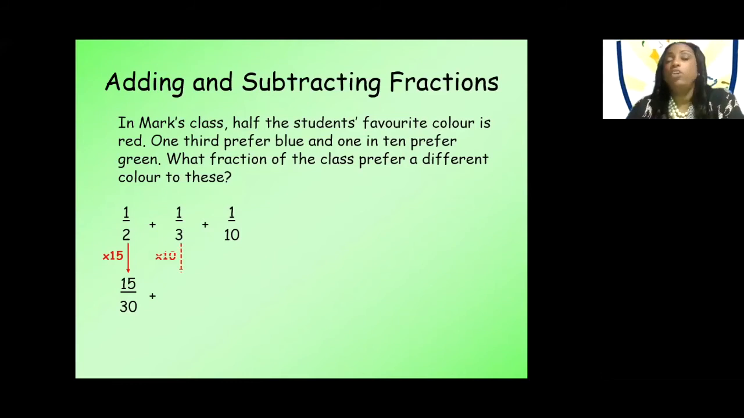Now look, even though we have 3 fractions now, it does not change the rules. The rules remain the same, because sometimes I have students say, oh, Miss Lindsay, you showed us how to do it with 2 fractions, now we have 3. What do you do? You do the same thing. All rules apply, no matter how many you have. So here we have 3 fractions being added together: 1/2, 1/3, and 1/10.